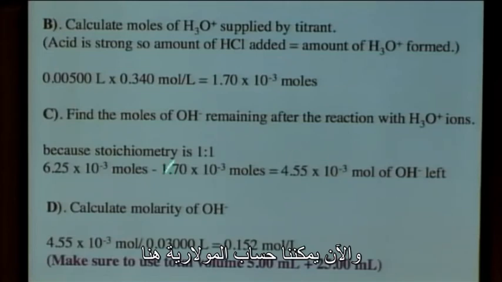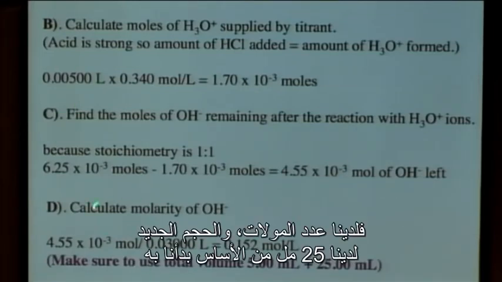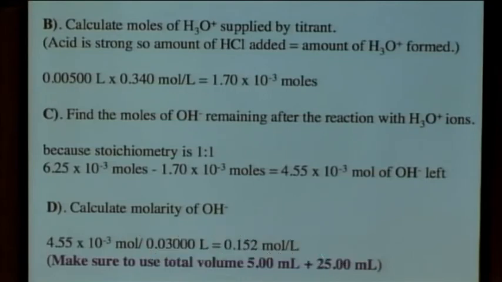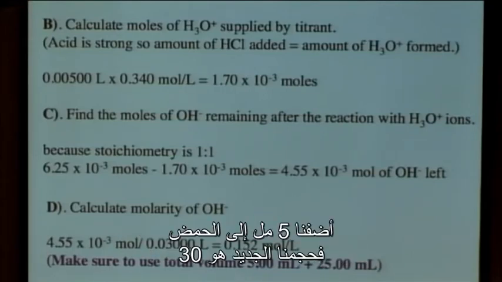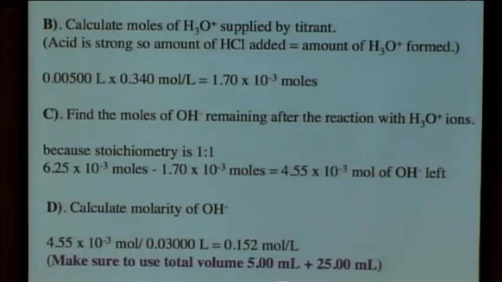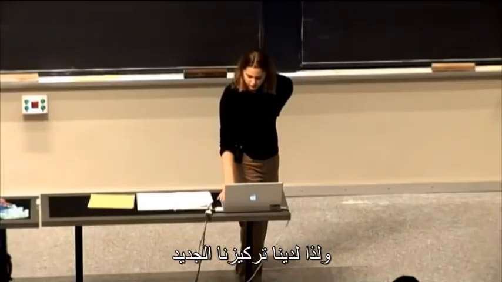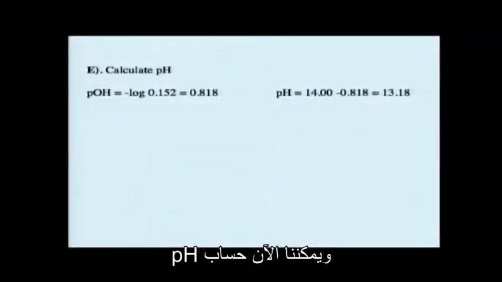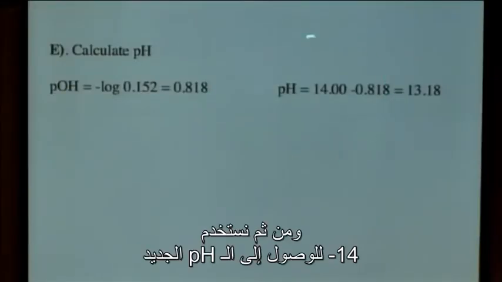And now we can calculate the molarity here. So we have the number of moles and the new volume. So we had 25 mils of the base to begin with. We've added 5 mils of the acid. So our new volume is 30. And so we have our new concentration. And now we can calculate pH. First, we'll calculate POH, and then use 14 minus to get the new pH.